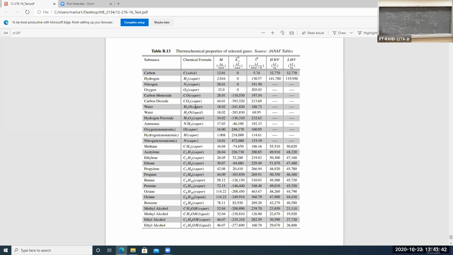Now, we see for water vapor, the enthalpy of formation is negative 241,820 kilojoules per kilomole. I need to put a bar on top of that because that is per kilomole. Negative 241,820, okay?